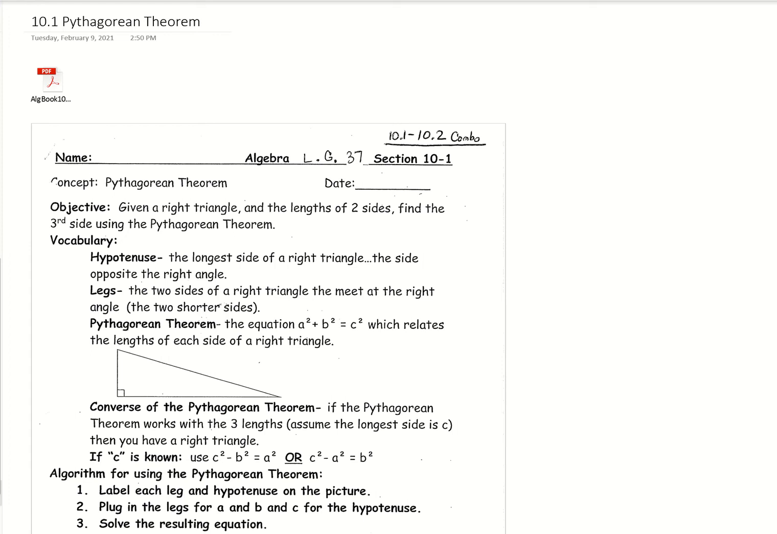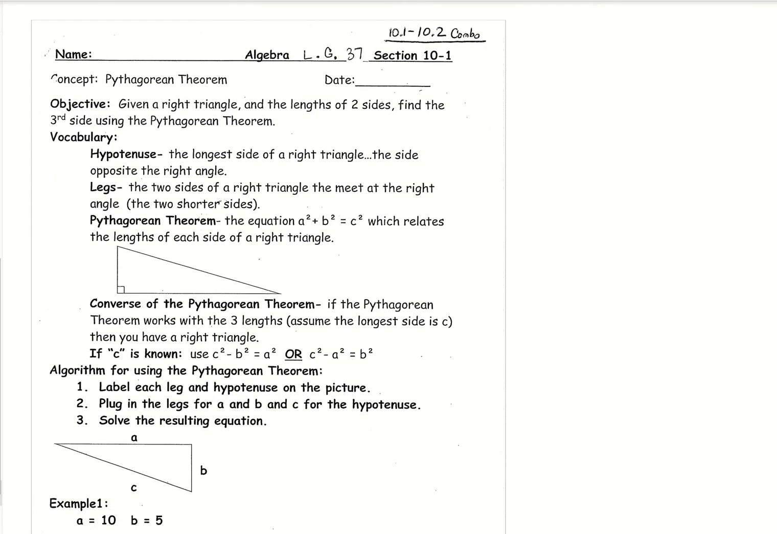The Pythagorean Theorem is basically only used for right triangles. There are several parts to both the theorem itself and the triangle. The first thing is the hypotenuse. The hypotenuse is always the side that is opposite of the right angle. So there's our right angle down there.